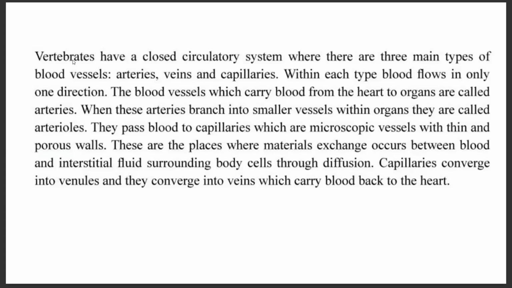Now look at the lesson note. Vertebrates have a closed circulatory system where there are three main types of blood vessels: arteries, veins, and capillaries. Within each type, blood flows in only one direction. The blood vessels which carry blood from the heart to organs are called arteries. When these arteries branch into smaller vessels within organs, they are called arterioles. They pass blood to capillaries, which are microscopic vessels with thin and porous walls. These are the places where material exchange occurs between blood and interstitial fluid surrounding body cells through diffusion. Capillaries converge into venules and they converge into veins which carry blood back to the heart.